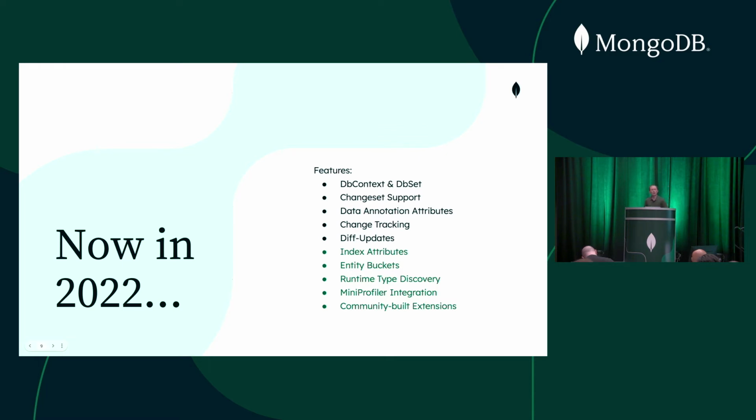I had MiniProfiler integration. So this is a profiling tool made by some folks from Stack Overflow. And it can profile your page as well as any other queries or anything else. I knew I wanted that integration as well. And then I've also had a few community-built extensions. Someone built an ASP.NET Core Identity extension in MongoFramework, as well as multi-tenancy support.